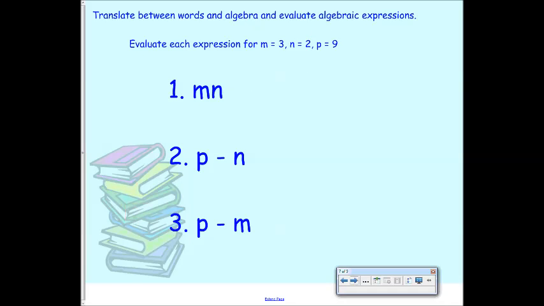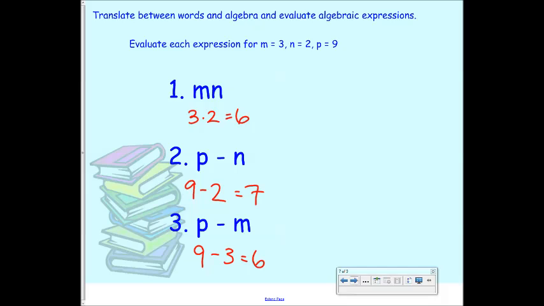All right, so when we evaluate, all we're doing is plugging in. Sometimes they're going to be really simple. Sometimes they're going to be more complicated. There's no sign here, so what am I doing? Multiplying, so m times n. So in this case, if m equals 3, n equals 2, p equals 9, it would be 3 times 2, which is good. What would this one be? And then this one? Good. Okay, so evaluating is as simple as plugging in and simplifying.